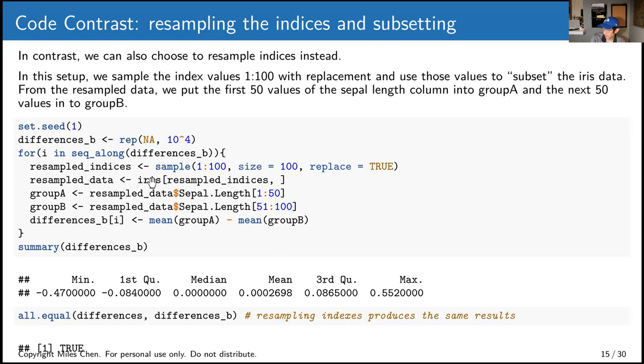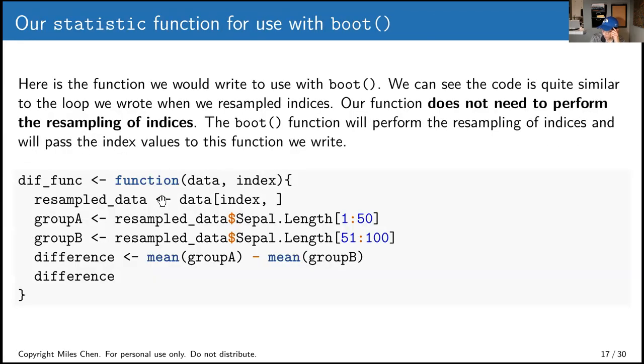And then here, I just have the generic word data and the generic index passed in here. That's going to be our resample data. Does this function kind of make sense?